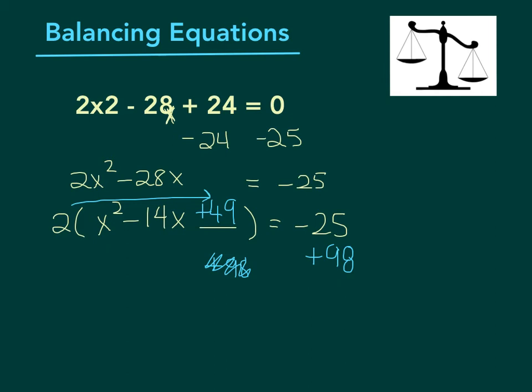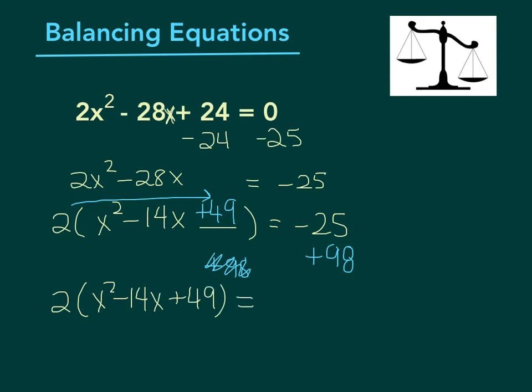So I now have 2 times x squared minus 14x plus 49, which I know is my perfect square, equal 37. And now I would write it as 2 times x minus 7 squared equals 37. And depending on what we're using it for, we may be dividing by the 2 out here, but for now we'll just leave it like that.